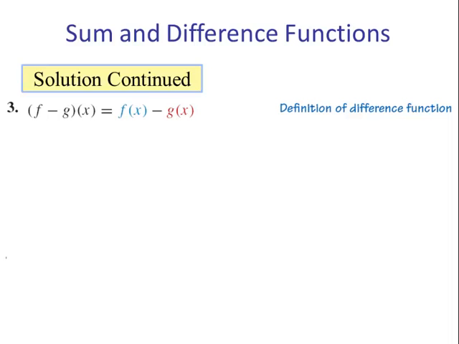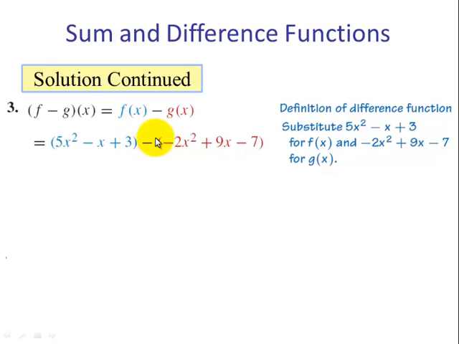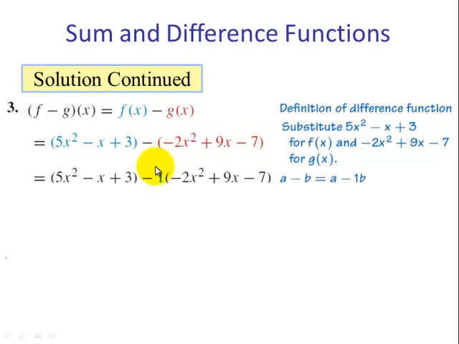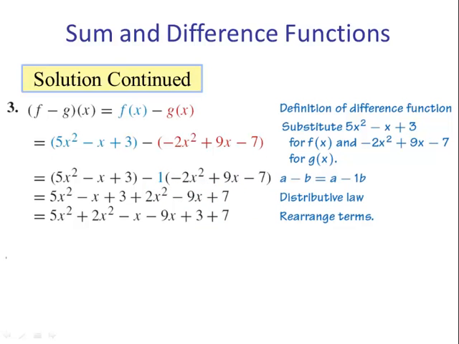Number 3, the difference function. This time we take f of x and we subtract g of x. Now it's very important that we distribute the negative to every single term in g of x. So we're going to distribute the negative 1 to all three terms. We see that this becomes now a positive 2x squared minus 9x plus 7. Arrange terms together, x squared terms, x terms, and constants. Combine like terms and we get 7x squared minus 10x plus 10.